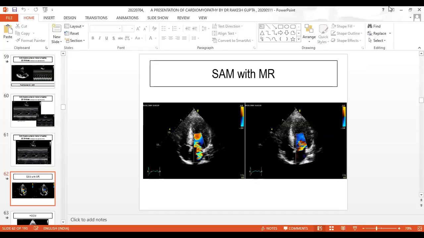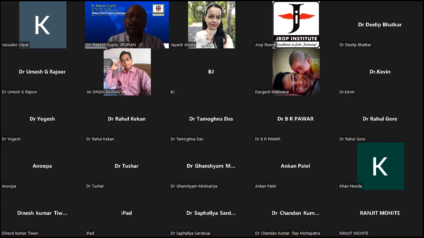And now comes the caudal SAM. How does the caudal SAM look? You will not find anything like the AML being sucked in. It's a phase where the cords produce obstruction. And the best part of cords producing obstruction is, give me a second again, because the very classical picture is when you see two mitral leaflets crossing each other, making a cross.